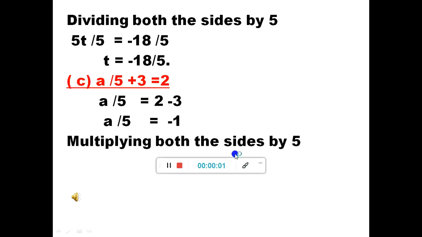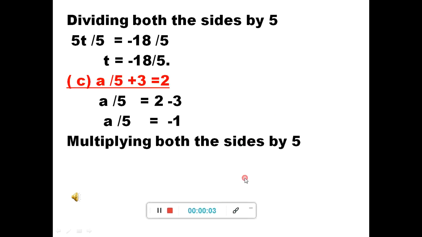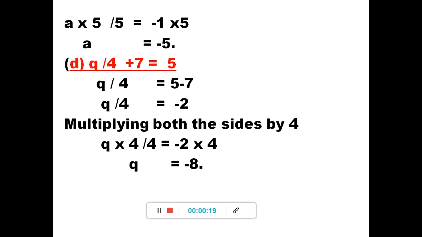Exercise 4.3, question number 1, C. a by 5 plus 3 equal to 2. So, we have to take 3 to the right hand side. So, a by 5 equal to 2 minus 3. a by 5 equal to 2 minus 3 will become minus 1. Multiplying both the sides by 5, a multiplied by 5 divided by 5 equal to minus 1 into 5. So, a equal to minus 5.